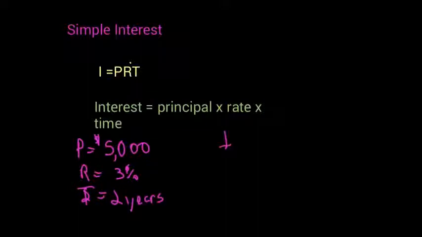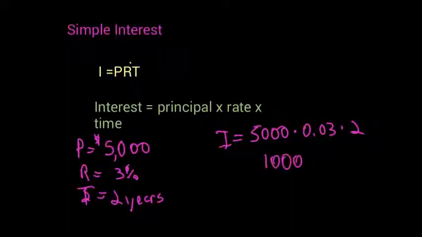So your interest would equal your principal of $5,000 times your rate of 3%. Now, in order to use a percent, you always need to make it into a decimal. So that's going to be 3/100 times our time of 2. This is all multiplication, so it's easiest to do 2 times 5,000 first, I would think. So 2 times 5,000 would be 10,000 times 3/100.